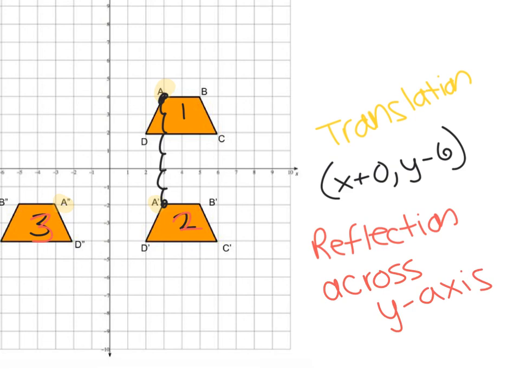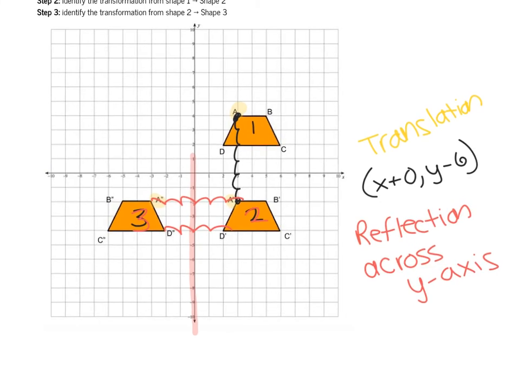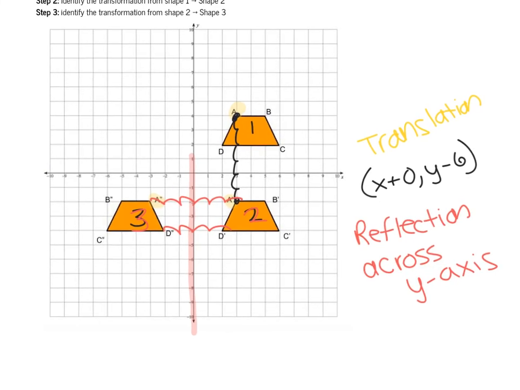Now I burned through that one pretty quickly, but I think it goes without saying. 1, 2, 1, 2. 1, 2, 3, 1, 2, 3. It's a reflection. You're describing a sequence.